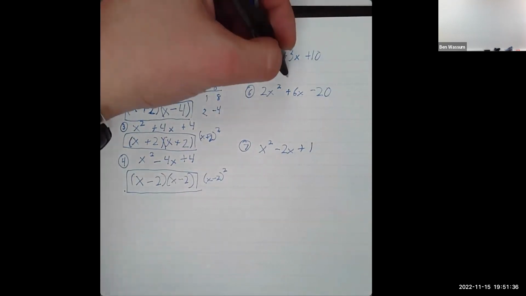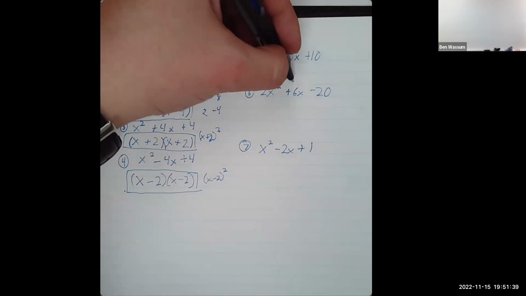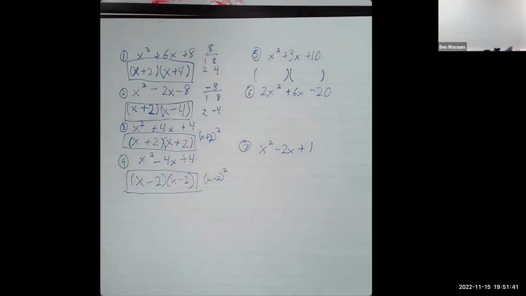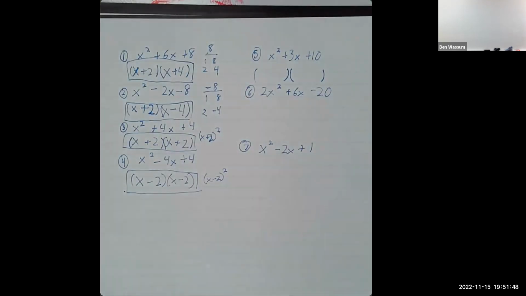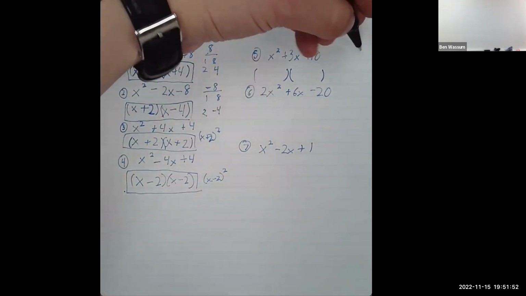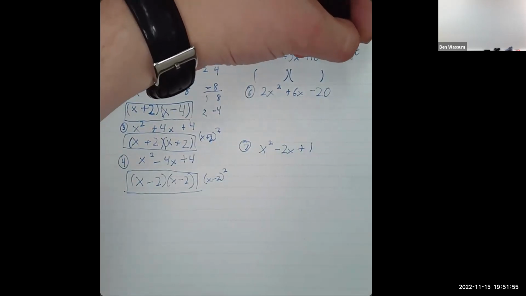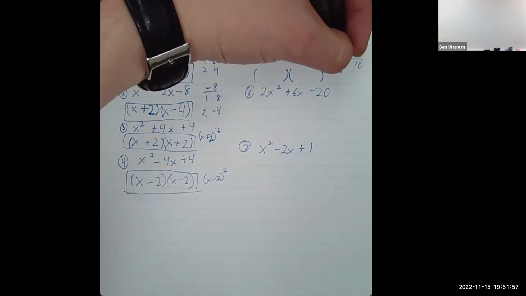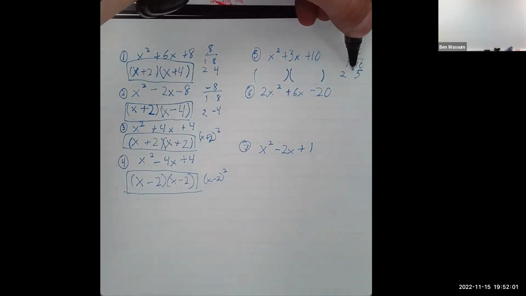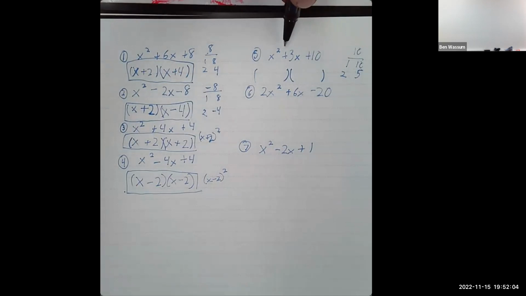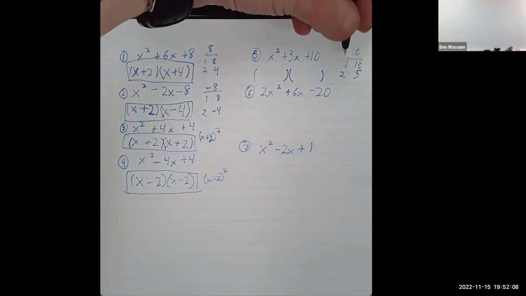x squared plus 3x plus 10. Well, factors of 10: 1 and 10, 2 and 5. And you would look at that 2 and 5 and say, hey, yeah, if one of those was negative, then I'd be able to get to that 3. But we have a plus. They have to add to that.